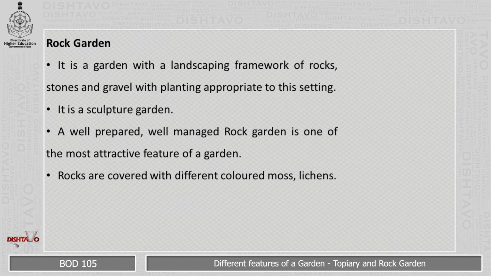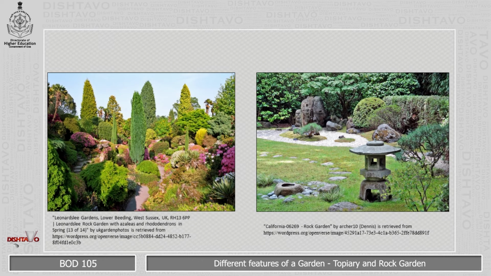Now next is rock garden. It is a garden with a landscaping framework of rocks, stones and gravel with planting appropriate to this setting. It is a sculpture garden. A well-prepared, well-managed rock garden is one of the most attractive features of a garden. Rocks are covered with colored moss and lichens. So these are the images of rock gardens.